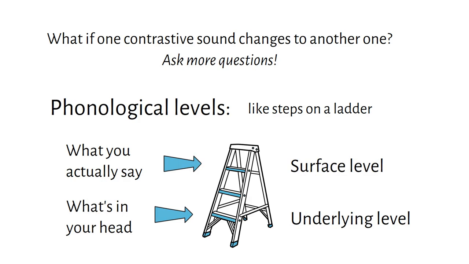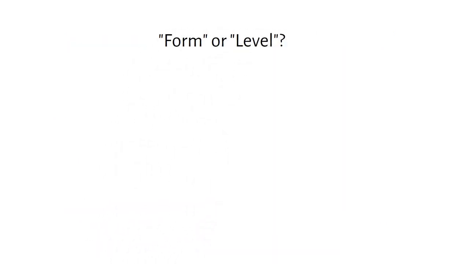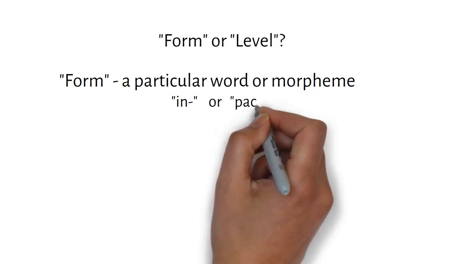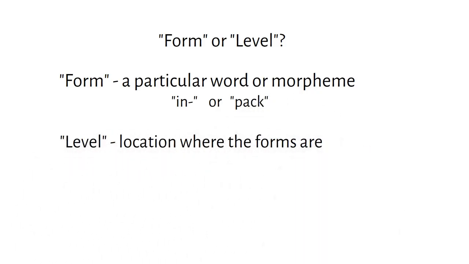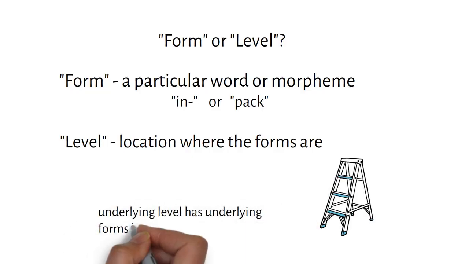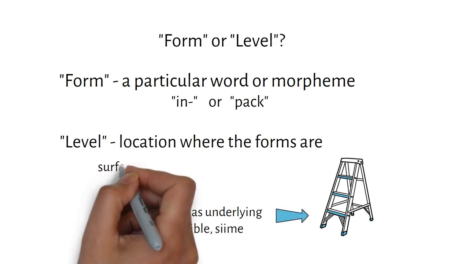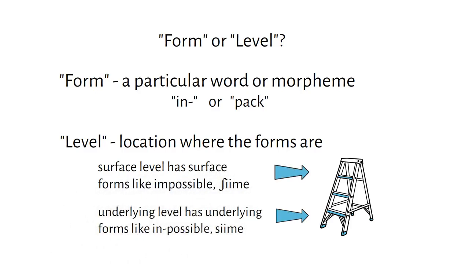I sometimes hear the term form and sometimes level. What's the difference between these? A form is a particular word or morpheme, like in or pack. Think of a level as a location where the forms are. So an underlying level has underlying forms like impossible and sime. Likewise, the surface level has surface forms like impossible and shime.